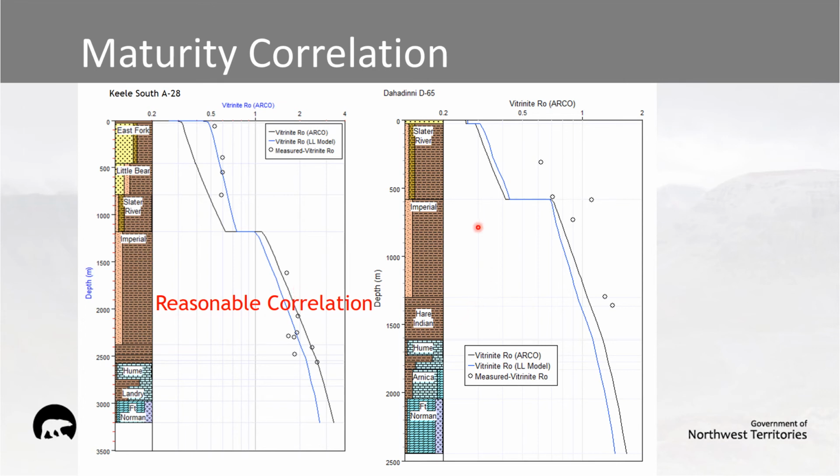We look at Dahadini D65. There's been some calibration done here. A more recent period of erosion added. It's pretty close. There might be some minor adjustments needed, perhaps adding a bit more erosion of the subcretaceous unconformity to better match reality. This point seems to be perhaps a bit of an outlier, maybe a caving. But overall, this is a reasonable correlation, minus some minor adjustments.